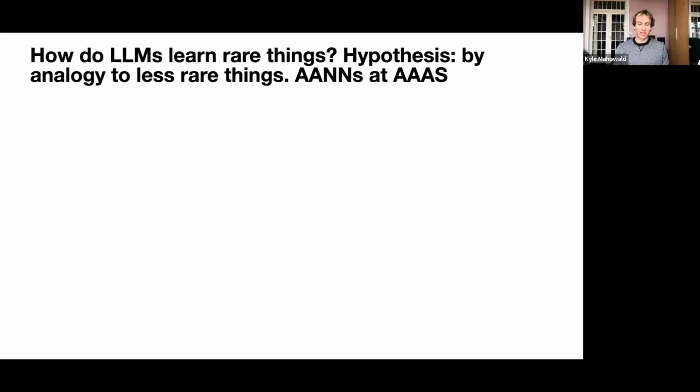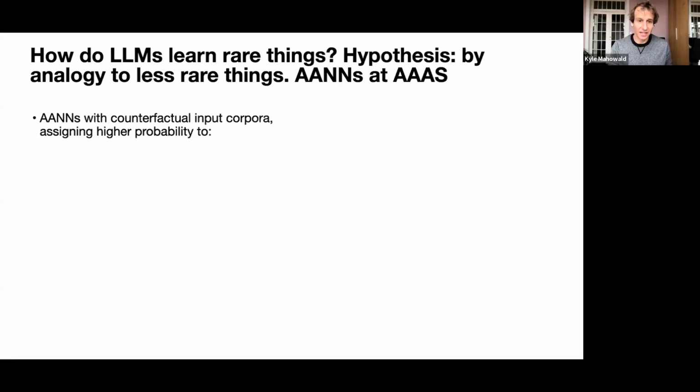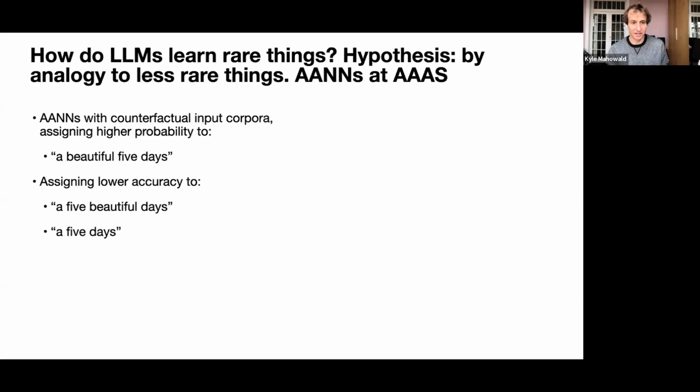We had this idea that we could use this to study how language models learn rare things. Our hypothesis was that a model could learn rare things like the AANN by analogy to learning less rare things. The method here involves not just taking an existing language model, but training our own language models on highly controlled input corpora. Then we look at how well it learns the AANN, specifically whether it learns to assign higher probability to the AANN "a beautiful 5 days" compared to all these degenerate alternatives that we talked about, like "a 5 beautiful days," "a 5 days," "a beautiful days," and "beautiful 5 days."